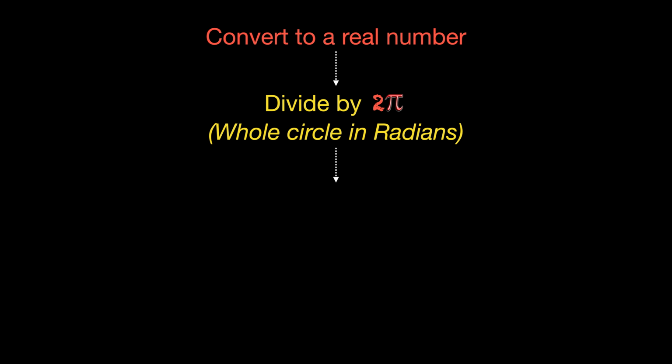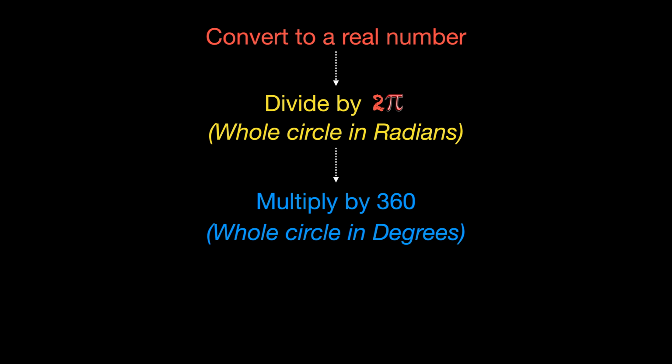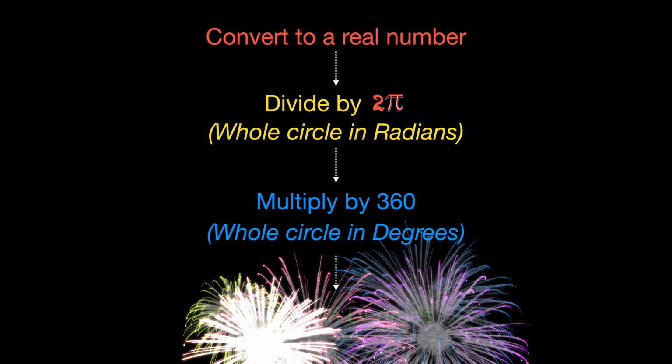Then once we have the percentage, we're going to multiply that by 360. We multiply that because that is a whole circle in degrees. Once we have converted the radians to a percentage form, we just multiply that by a whole circle in degrees, and that is going to give us our answer.